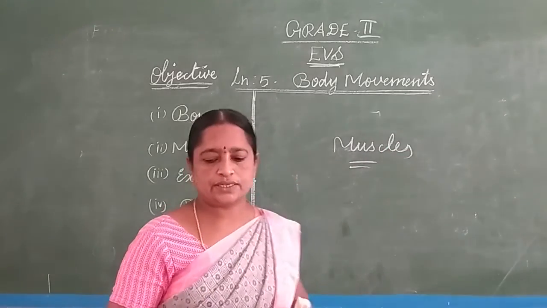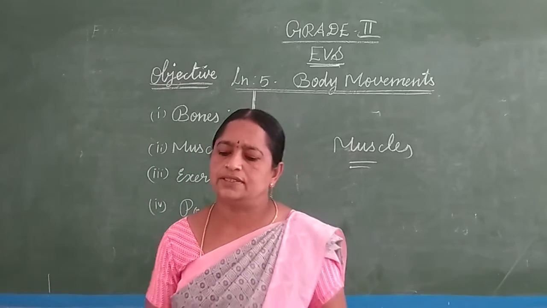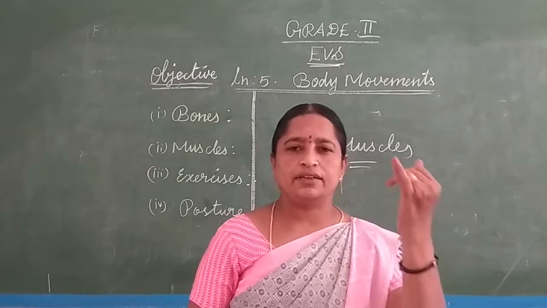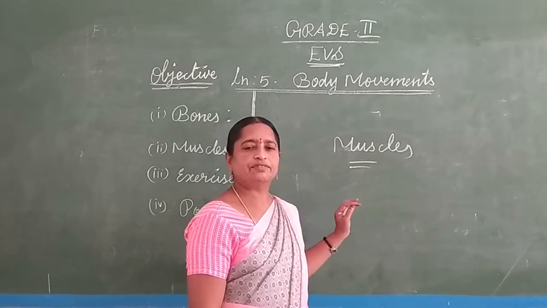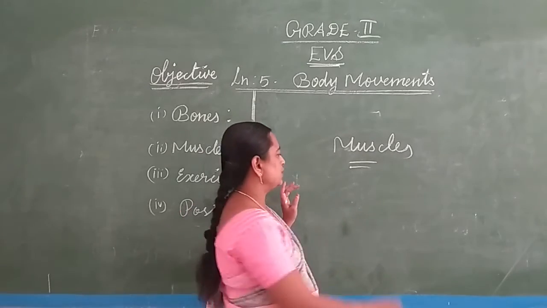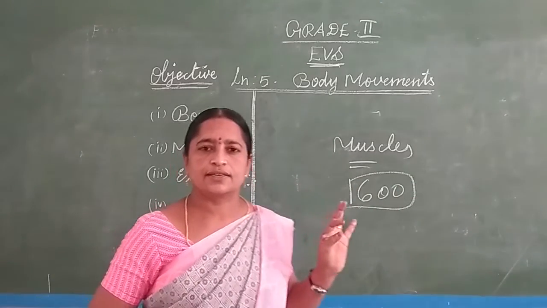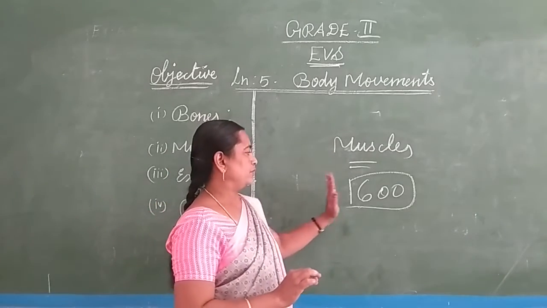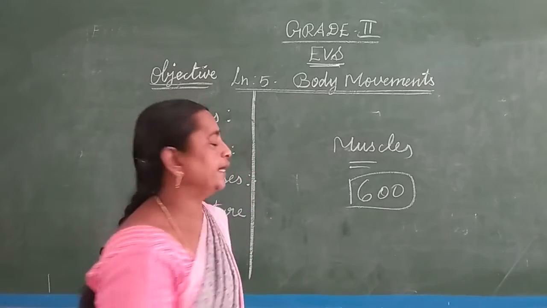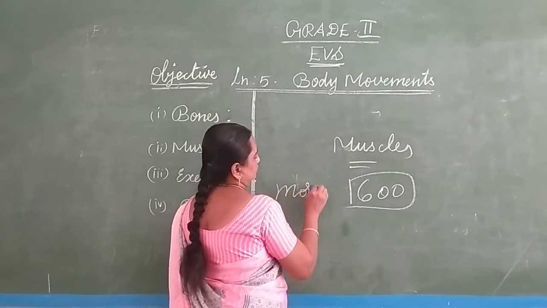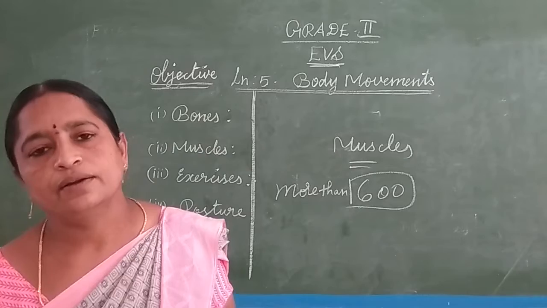Complete the bones. Now we are seeing the muscles. How many muscles? I said that bones means 206. Now muscles also have different types. How many muscles are in our body? More than 600 muscles in our body.